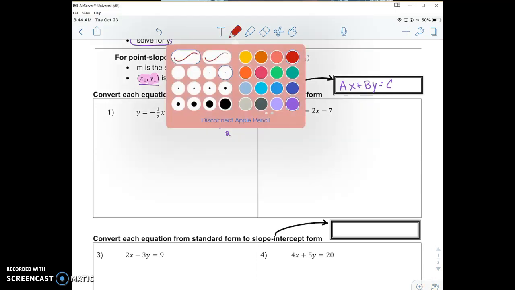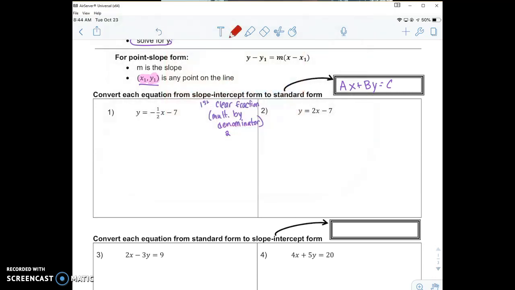So when I multiply by 2, in an equation, if we do it to one thing, we have to do it to everything. So I'm multiplying everything by 2. I get 2y is equal to -1/2 times 2 is -1. We did that so that we get rid of the denominator, get rid of the fraction. x, -7 times 2 is -14.